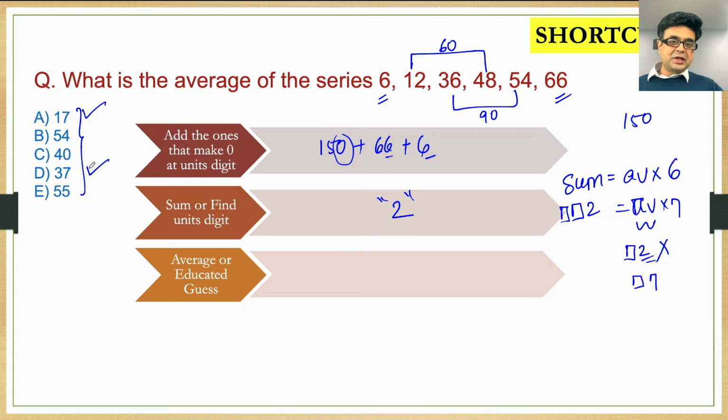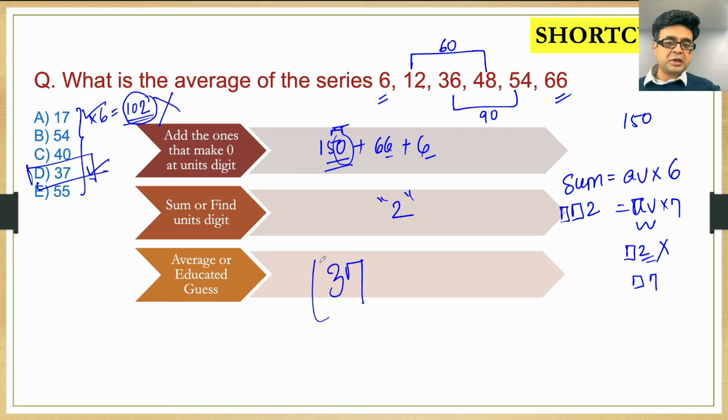Now I can make an educated guess, or I can just multiply 17 times 6 to know that it is just 102. I already know that the sum is somewhere more than 150 because 4 of these numbers gave me 150. There is no way that my average is 17 because 17 multiplied by 6 is only 102. So this goes away and I can make a very good educated guess that my average is going to be 37, not 17. So again, a very quick shortcut method, but this is not all. We have two more methods to go.